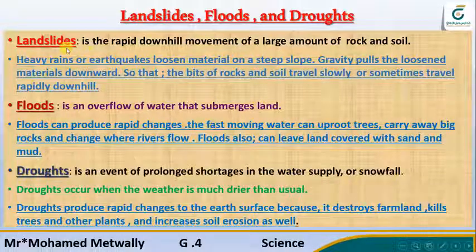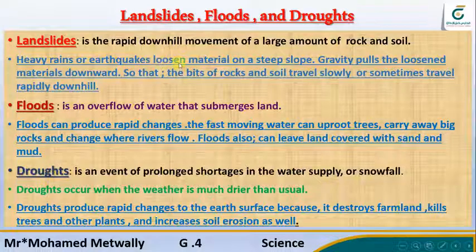How does it take place? When heavy rains or earthquakes loosen material. Loosen means release. When the heavy rains or earthquakes release material on a steep slope.